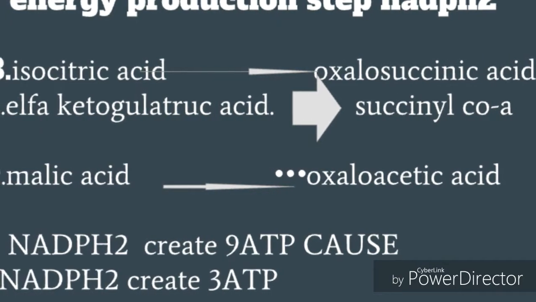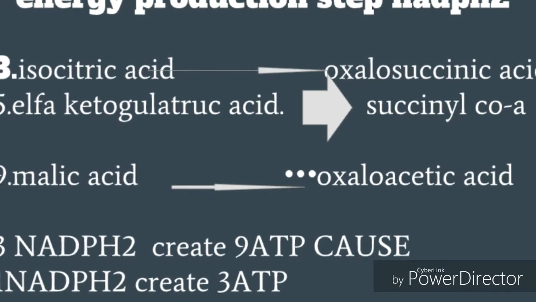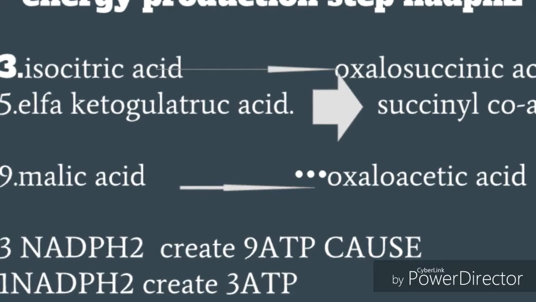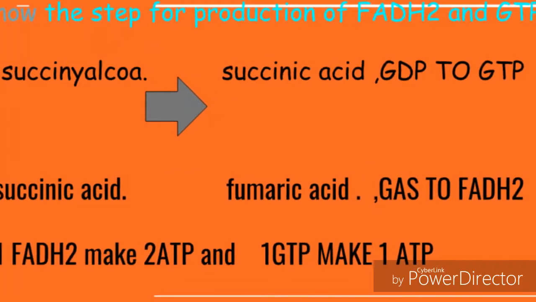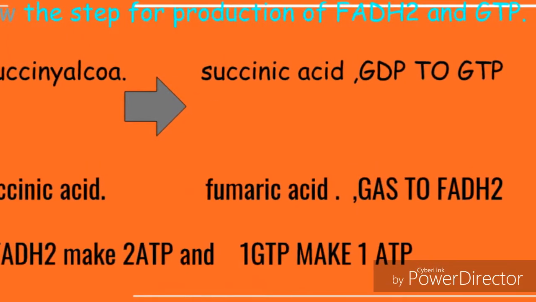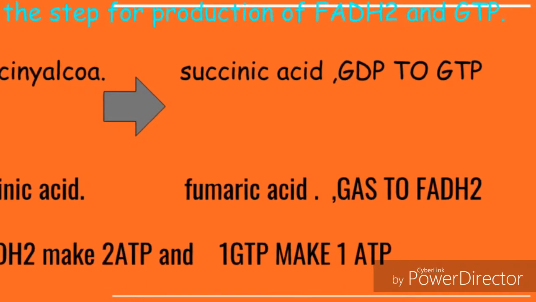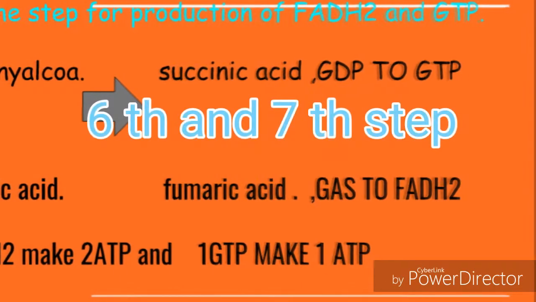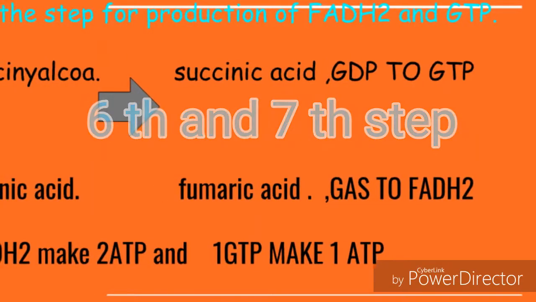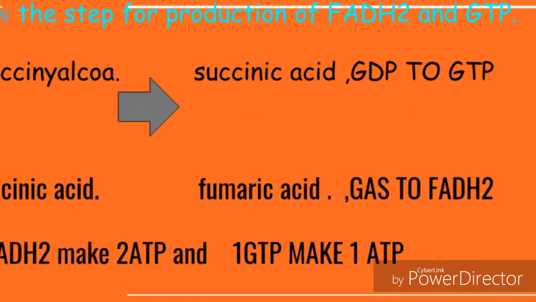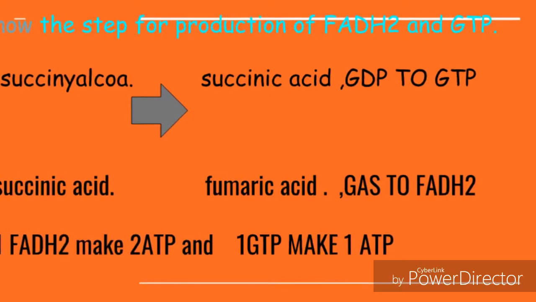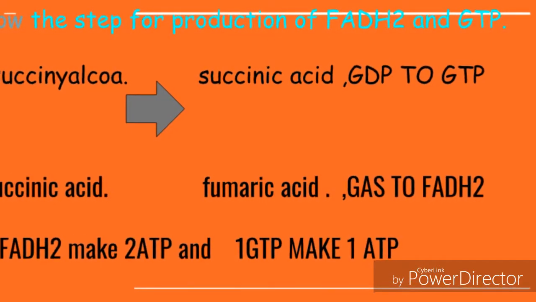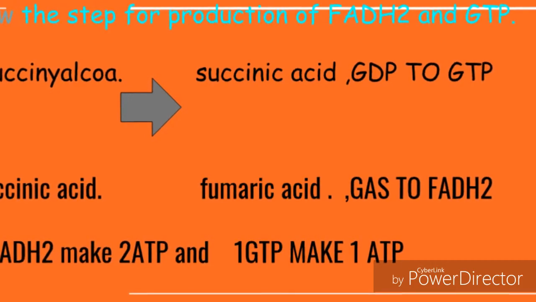As you can see, step 3 is isocitric acid to oxalosuccinic acid, step 5 is alpha ketoglutaric acid to succinyl coenzyme A, and step 9 is malic acid to oxaloacetic acid. 3 NADH will be created, meaning 9 ATP, because 1 NADH equals 3 ATP. Now the steps producing FADH2 and GTP: the 6th step, succinyl coenzyme A to succinic acid, creates GTP, and the 7th step, succinic acid to fumaric acid, creates FADH2. 1 FADH2 makes 2 ATP, and 1 GTP makes 1 ATP.